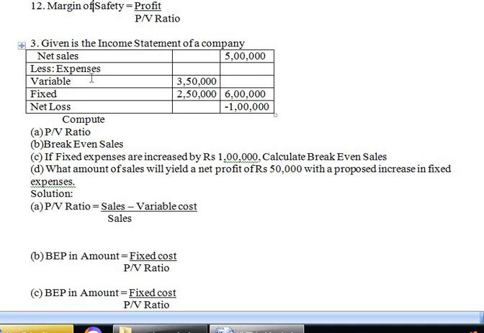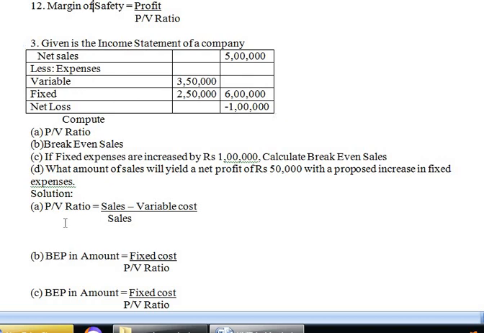Then break even sales. If fixed expenses are increased by rupees 1 lakh, calculate break-even sales. What amount of sales will yield a net profit of rupees 50,000 with a proposed increase in fixed expenses? So this is the problem. They have asked us to find out four things over here. First, we will concentrate on PV ratio.